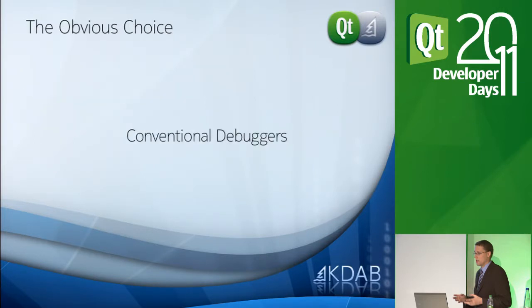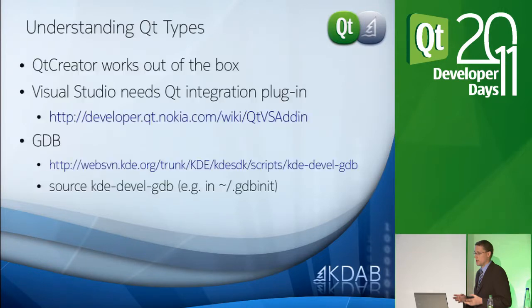Yeah, I think that's all about the printf style debugging for now. So let's look at some more advanced debugging tools. The obvious choice, of course, is the classical instruction level debugger. The easy way out is to use QtCreator. That has a nicely integrated debugger already that understands the Qt types.